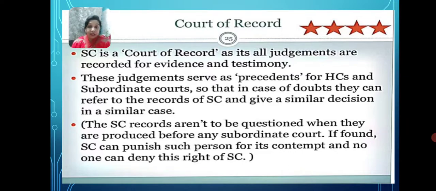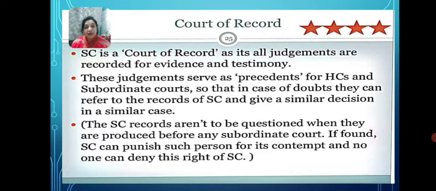Okay, so now this is what the court of record does. It keeps safely all those evidences, matters related to that, and the file of the case, every minute detail related to that case, as a record. So these judgments serve as a precedence for the High Court. Precedence means a reference for the High Court and subordinate courts, so that in case of doubts they can refer to the records of the Supreme Court and give a similar decision in similar cases.